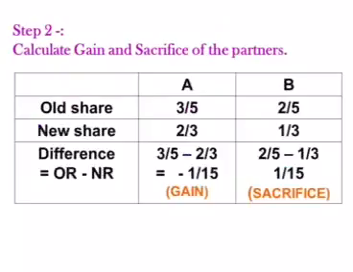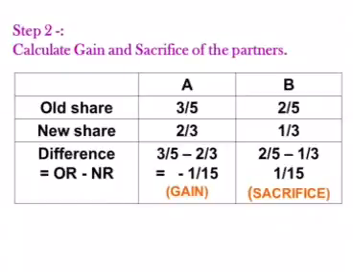Now step 2 was to calculate the gain and sacrifice of the partners by using the sacrificing ratio. So the old share of A and B were 3/5 and 2/5 since the ratio was 3:2. The new share is also given to us: 2/3 and 1/3 respectively. Now quickly calculate the gain and sacrifice of A and B. We can see that A is gaining 1/15th share and B will be sacrificing 1/15th share.